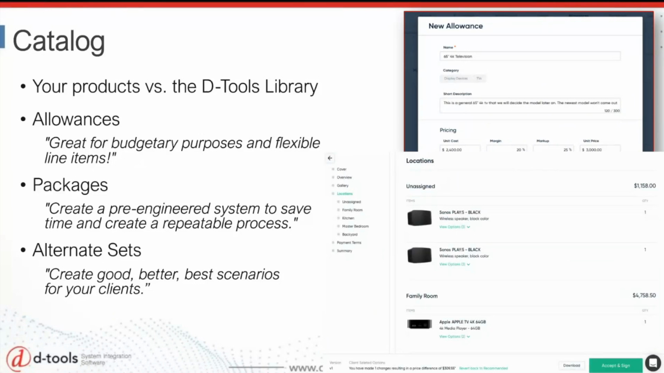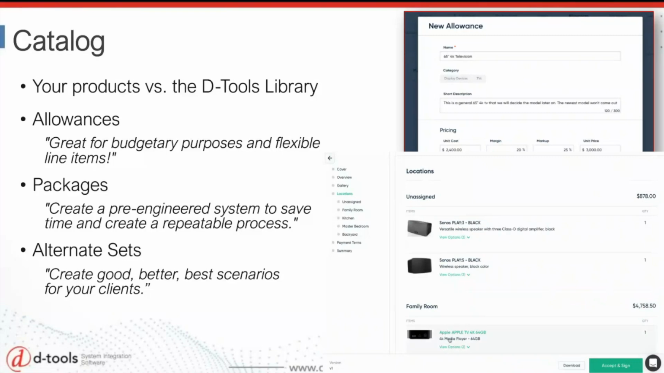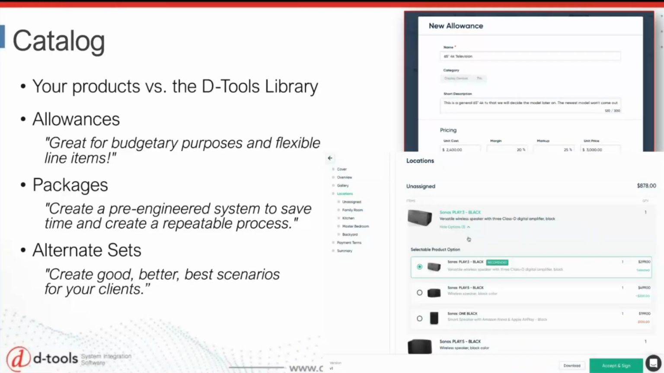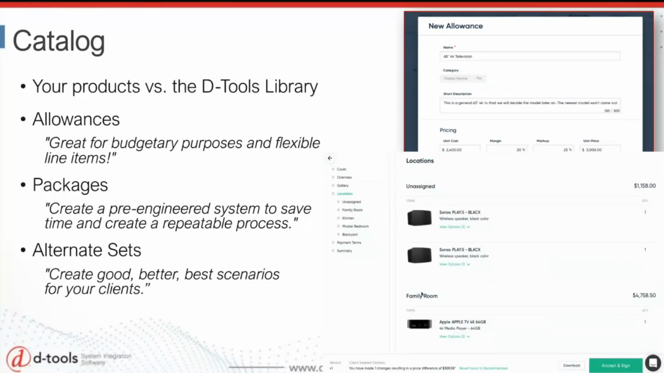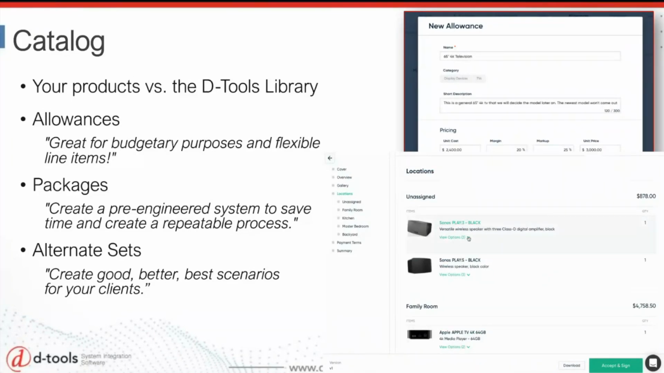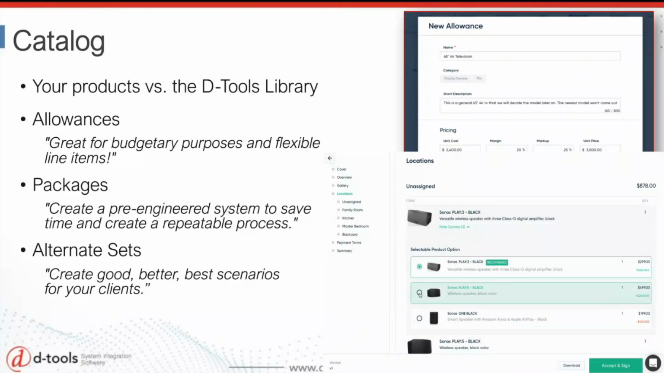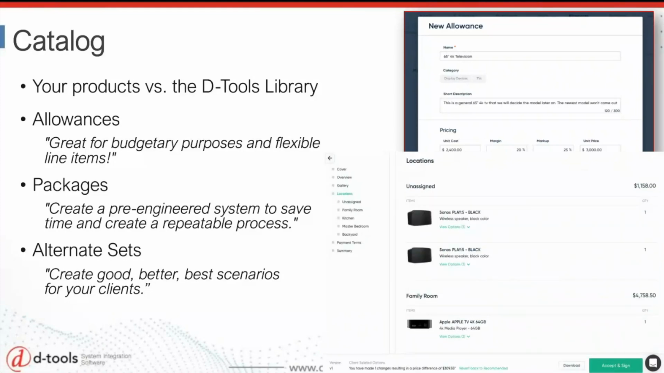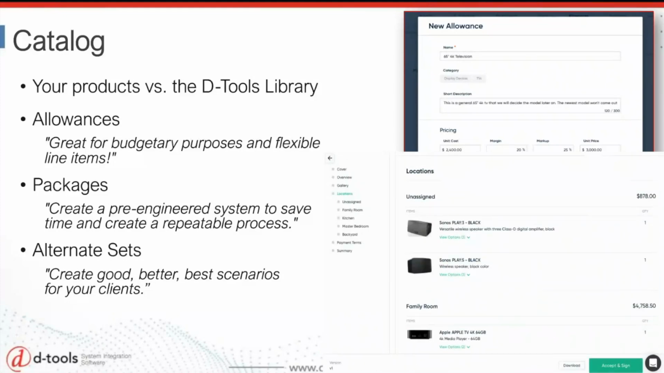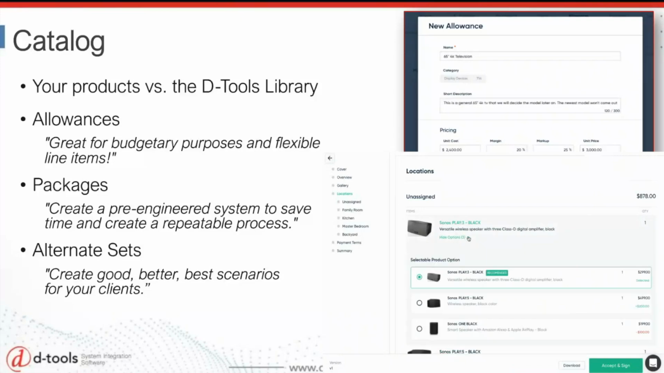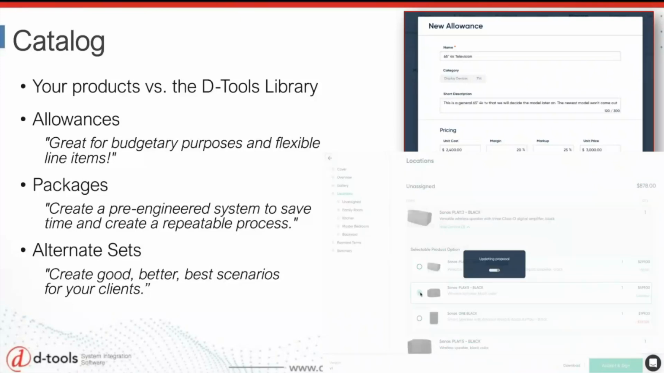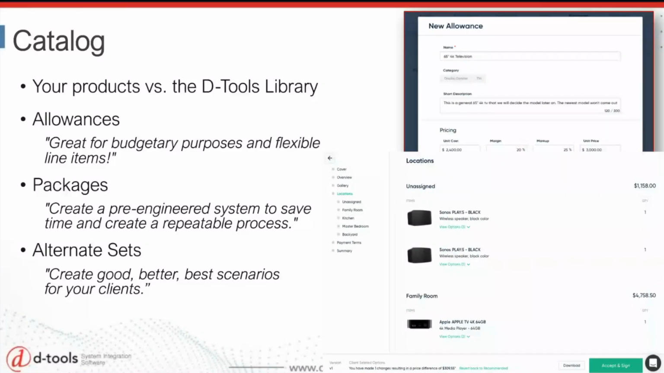And of course, we've got to go deep into the catalog to talk about allowances, one of my favorite features. I always say, when in doubt, use an allowance to quickly get a proposal out the door. Packages are a great way to group your products and labor to quickly add them to quotes and create a more repeatable process. And then we'll also talk about alternates, giving your clients more options to upgrade themselves and save you guys some time when it comes to revisions and the back and forth, right?